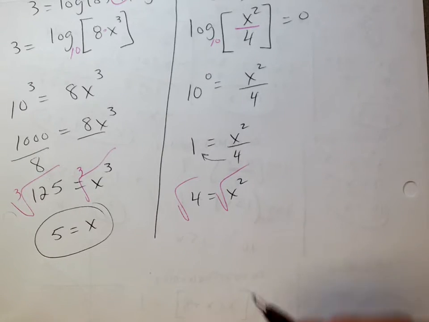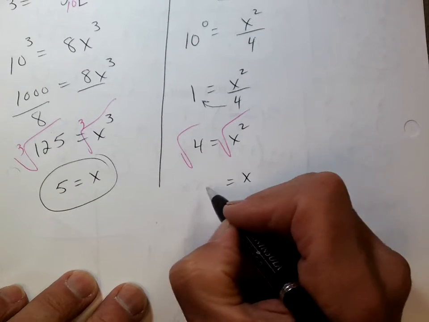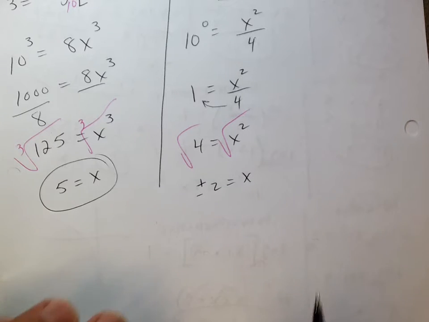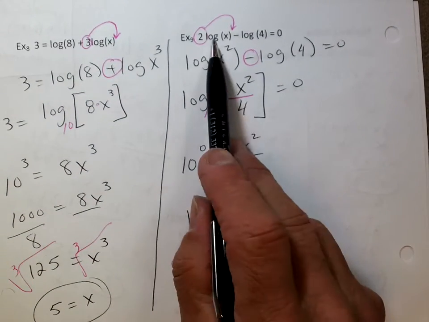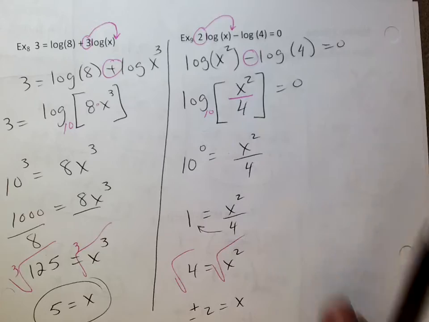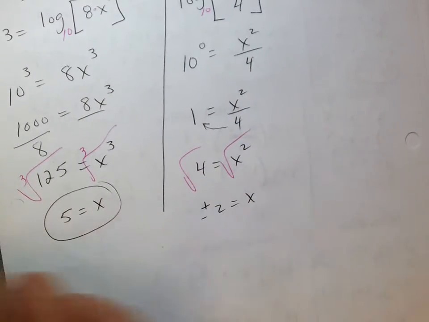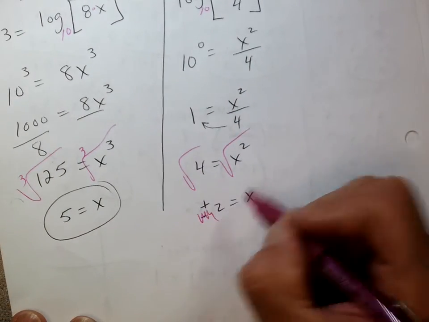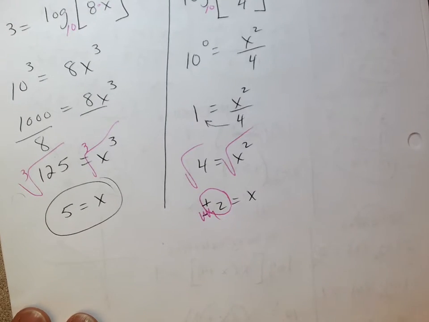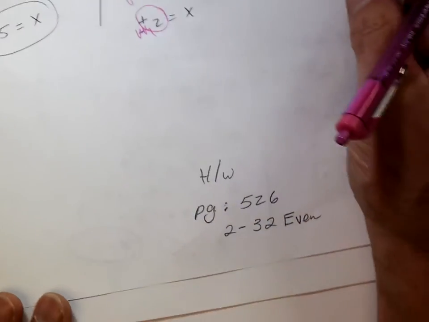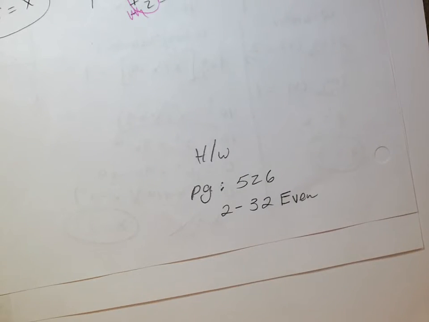Now, x is equal to, really, plus or minus 2, but no negative 2, right? We can't have the negative 2 because if you tried to take the log of a negative 2 way up here, you're going to get an error. So we get rid of that negative, and we're just going to have x equals positive 2. How's that?